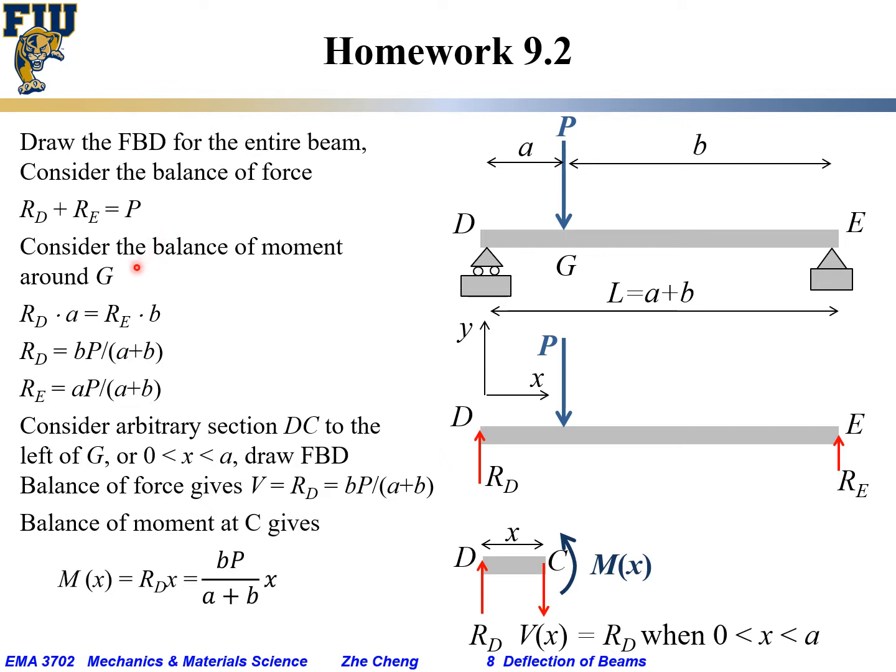The second equation is to consider the balance of moment. We can consider the balance of moment around G, that would give us RD times left side A equals RE times right side B. Okay, these two equations, you solve them, we would have the reaction force at D would be BP over the total length A plus B, and RE would be AP over the total length A plus B. Okay, and of course RD times A equals RE times B. Okay, so we checked, it seems to be right.